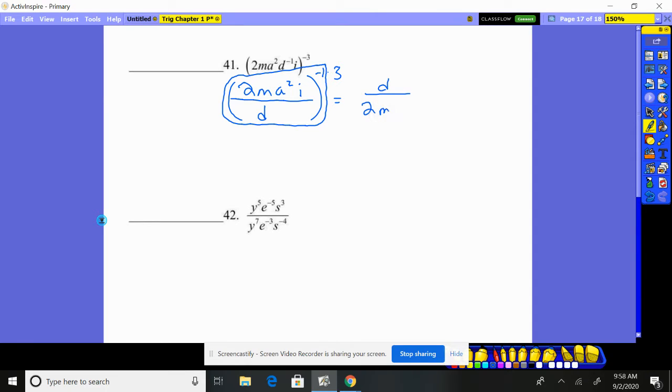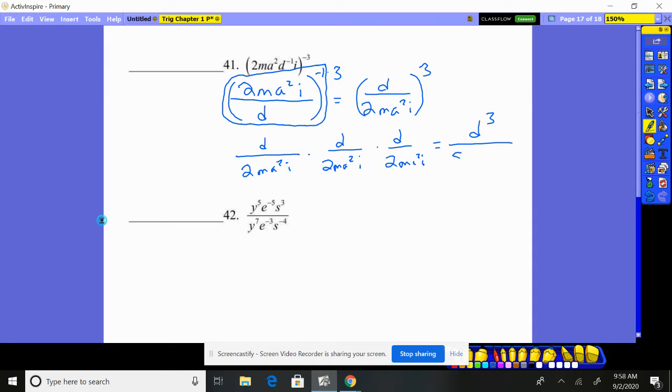D over 2ma squared I to the third, which means, hey, multiply that by itself 3 times. So we have D over 2ma squared I times a D over 2ma squared I times another one, because it said to the third power. Multiply across top, you got D cubed. Across bottom, 2 times 2 times 2 is 8. M, that's 3 of them. Now notice you have an a squared, that's 6 of them. And then there you go, I to the third.